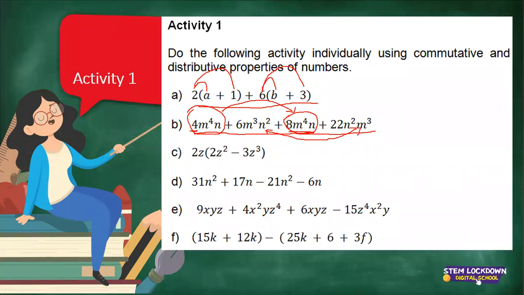Now I need you learners to write your answers for B on your chat. Please write your answers on your chat, right? Let's see who can get this one. Okay, please do the second one. I'm getting answers. What is your answer?